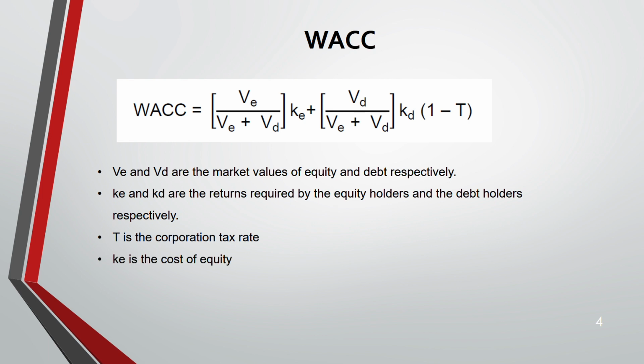KE is the cost of equity. KD, you cannot take cost of debt as it is. Whenever you take cost of debt, take it after tax, 1 minus tax. Always post tax cost of debt. Cost of equity, nothing to worry. Nothing to do with tax. Only cost of equity as it is.